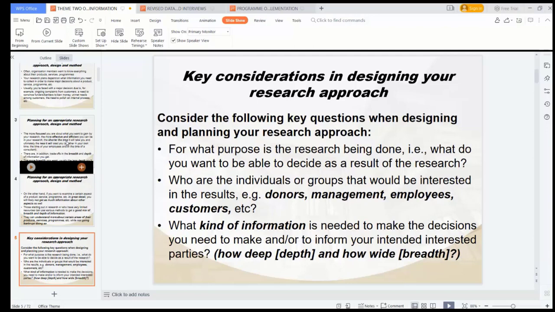Now, the key consideration we need to consider is for what purpose the research is being done. What do you want to be able to decide as a result of the research? Do you want to inform a policy position? Do you want to revise a policy? Or do you want to improve service delivery?